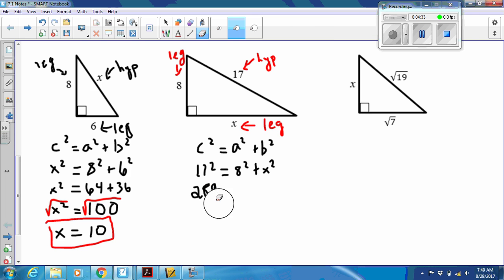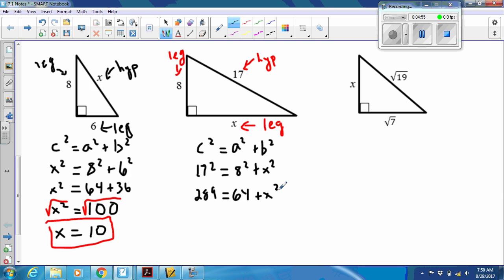Let me rewrite that so it looks a little bit better. So we have 289 equals, remember 8 squared is 64. If you don't remember this, all you gotta do is put this into your calculator. You can either do 17 times 17 or just do 17 squared and then plus x squared.